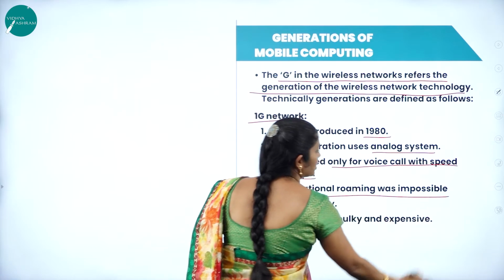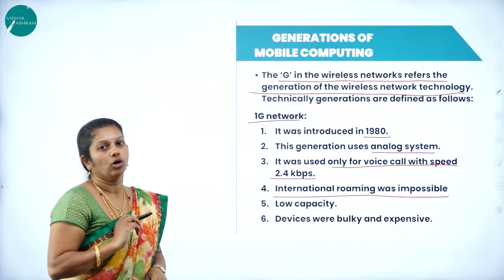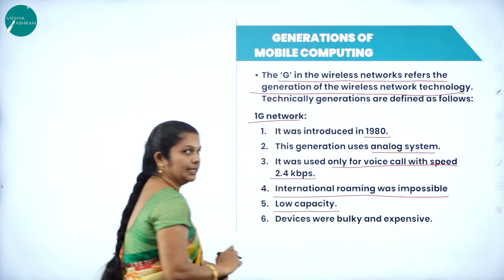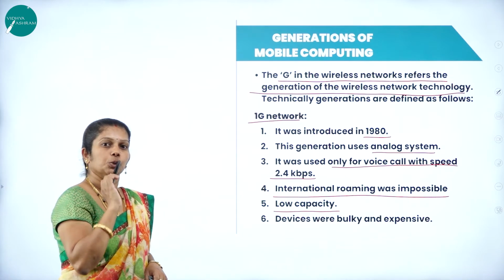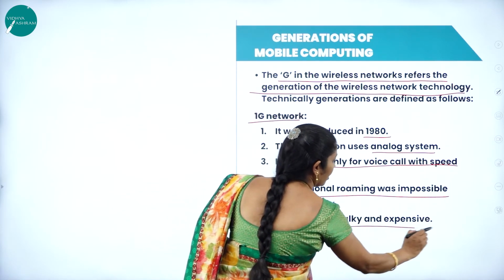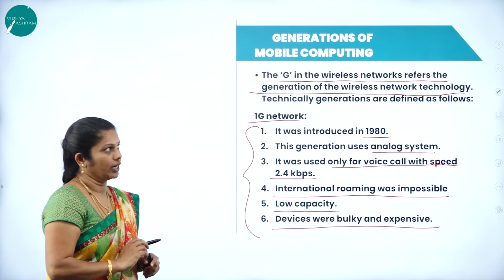International roaming was impossible. Roaming is not at all possible. Only voice calls can be performed. Capacity wise it is very low, but it is very expensive. Devices were bulky and expensive. These are the features of the 1G network.